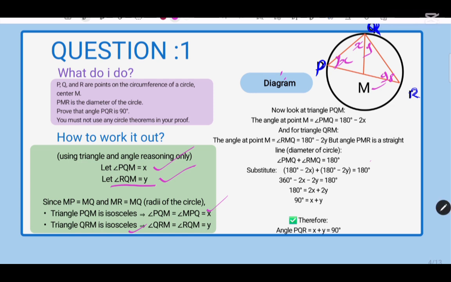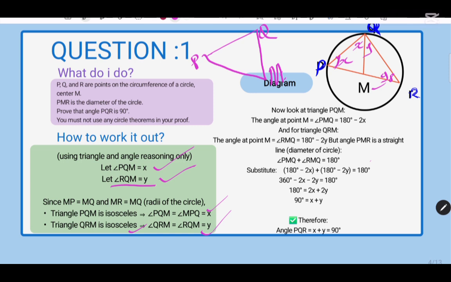Now I'm able to actually explain why we pick these steps. Let's go to the next step, which says look at triangle PQM. In that isosceles triangle, the angle at point M is equal to 180 minus 2x. Why? Let me draw it again for us to see. We are considering triangle P, Q, and M.